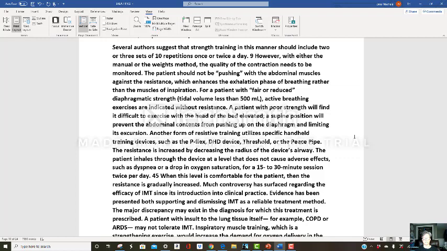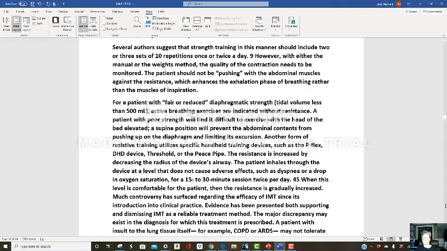For a patient with fair or reduced diaphragmatic strength, tidal volume less than 500 ml, active breathing exercises are indicated without resistance. A patient with poor strength will find it difficult to exercise with the head of the bed elevated. A supine position will prevent the abdominal contents from pushing up on the diaphragm and limiting its excursion.